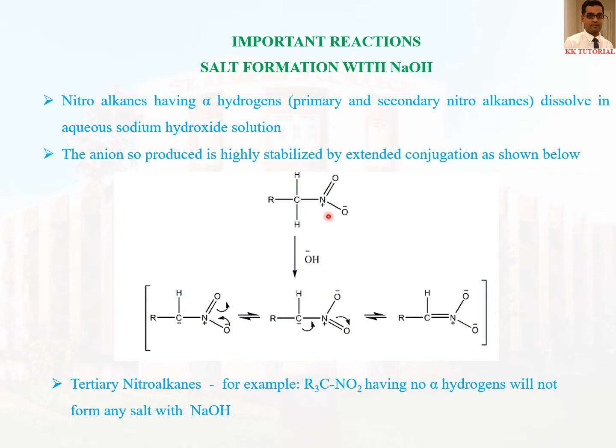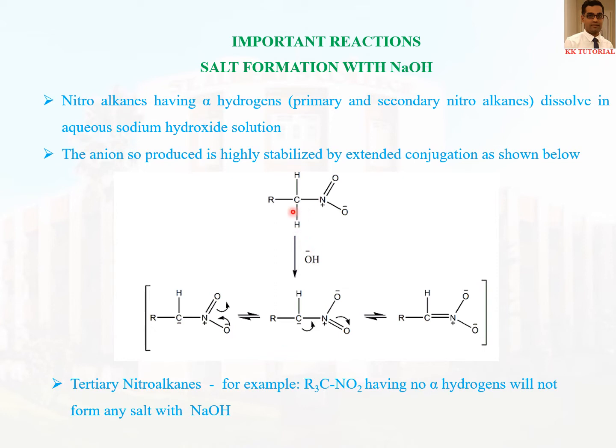This is an example for primary nitroalkane. This primary nitroalkane is having two alpha hydrogen atoms. One is this one and second is this one. On treating with OH minus, it takes an H plus from here to have this carbanion. And if you see clearly, this carbanion is resonance stabilized by these three canonical forms. So this carbanion is highly stabilized, which means there is a tendency to form this carbanion by giving away this H plus.